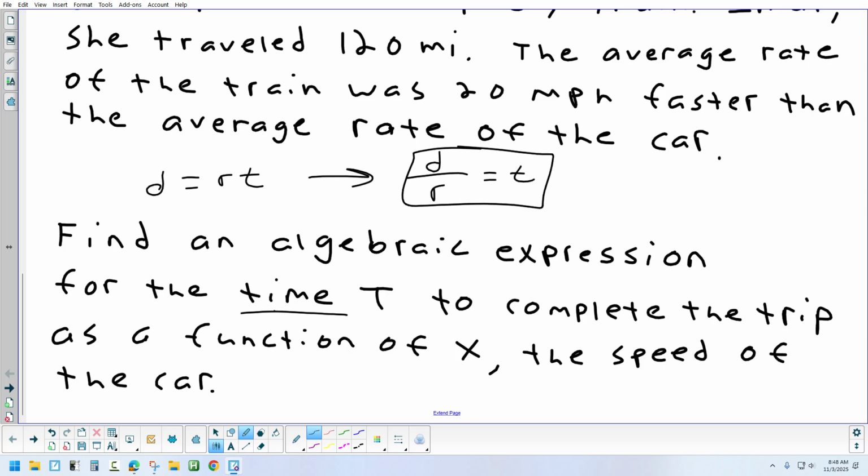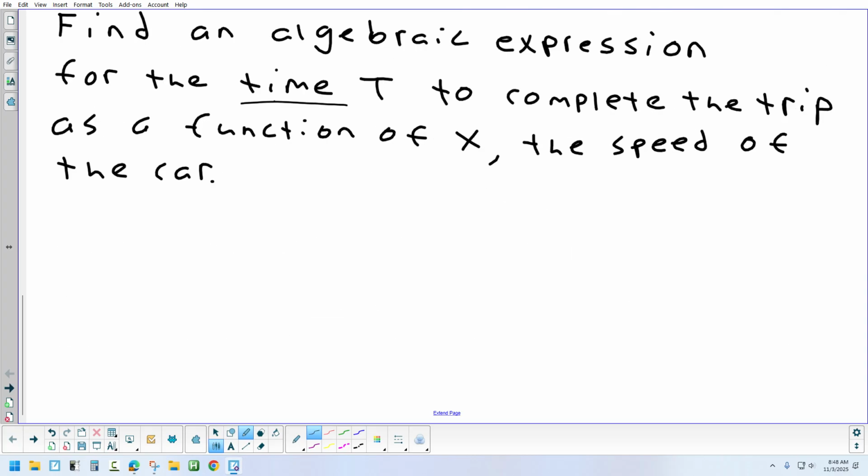And that's how we're going to need to use the formula I gave you. We're going to have to find the distance for the train and the car, and then the speed of the train and the car. If you divide distance by speed, you get the time. So let's start with the car.